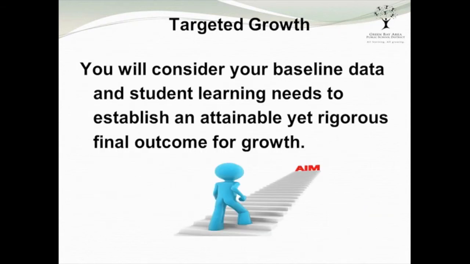The third component listed on the back of the yellow guide sheet is targeted growth. The student learning objective is a growth goal. This component describes the goal for student growth. The final outcome should be attainable yet rigorous.